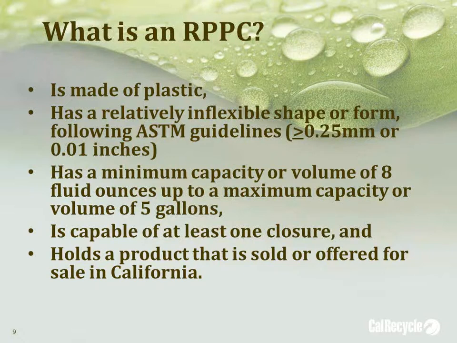This includes closure during the manufacturing process, such as containers that are heat or sonic sealed, and still includes RPPCs capable of multiple closures. And finally, an RPPC must hold a product that is sold or offered for sale in California. Again, sold or offered for sale in California includes direct sales, retail sales, and remote sales through distributors, wholesalers, and the internet.